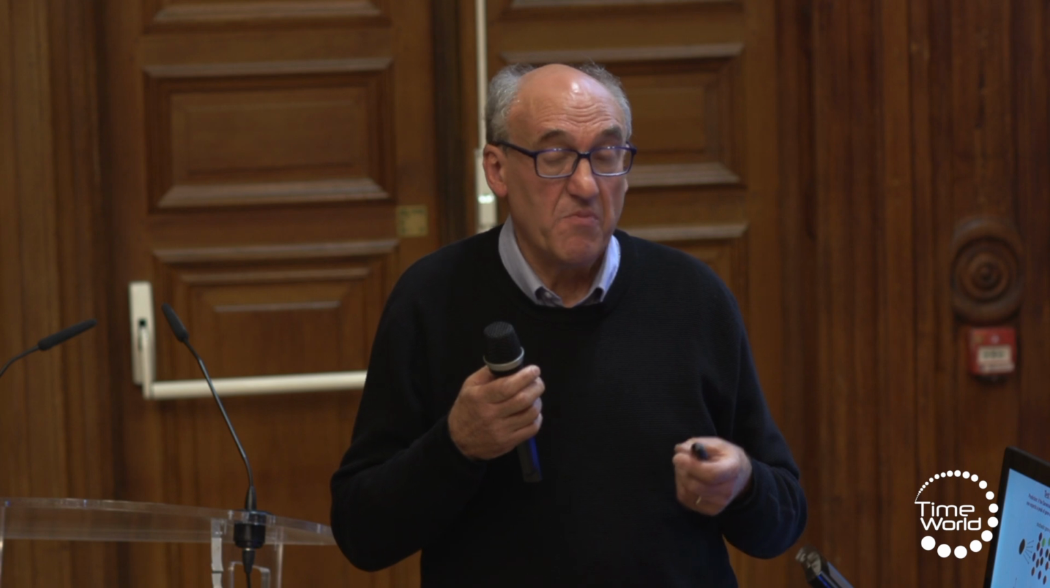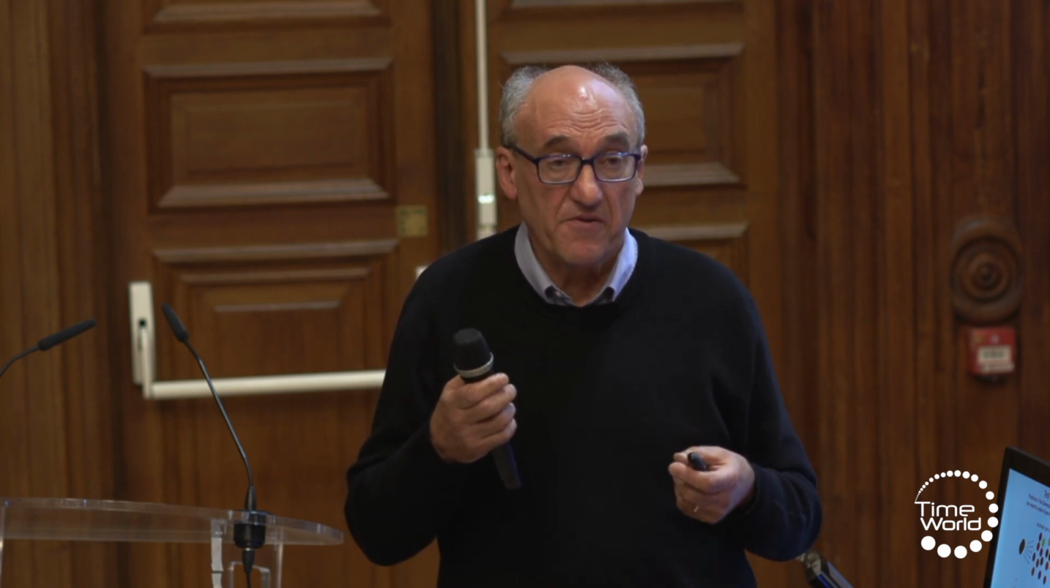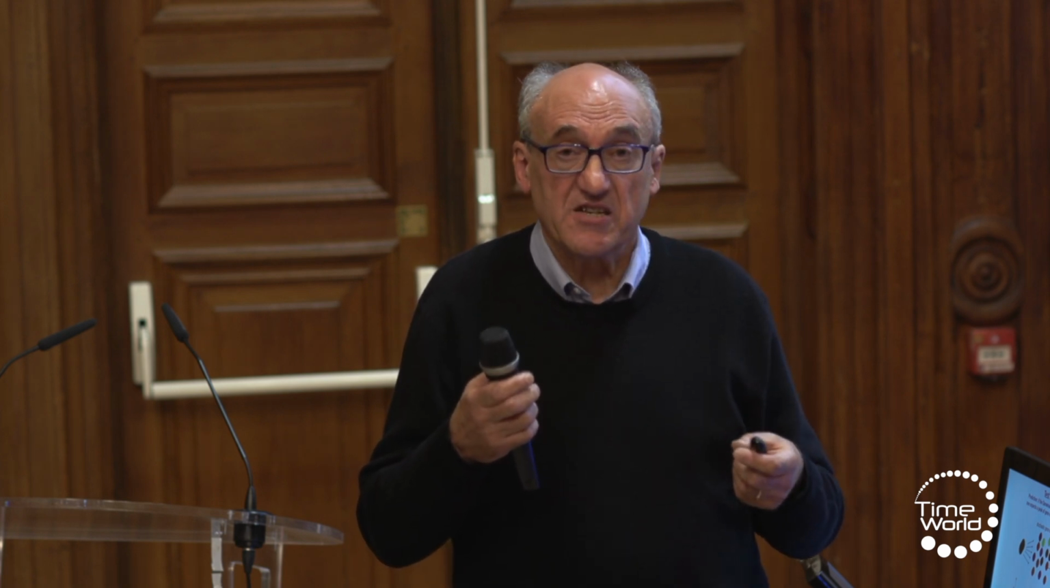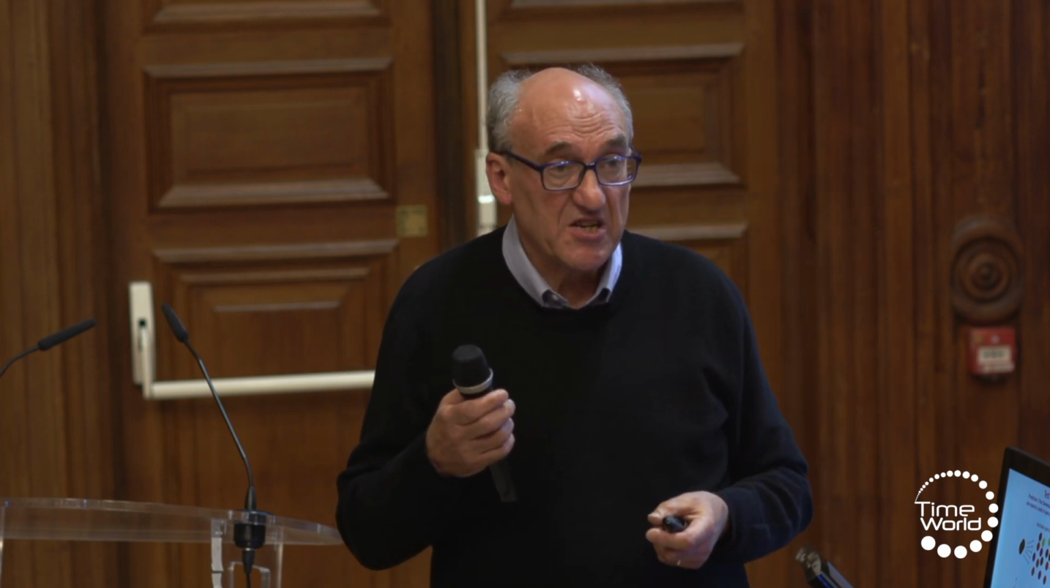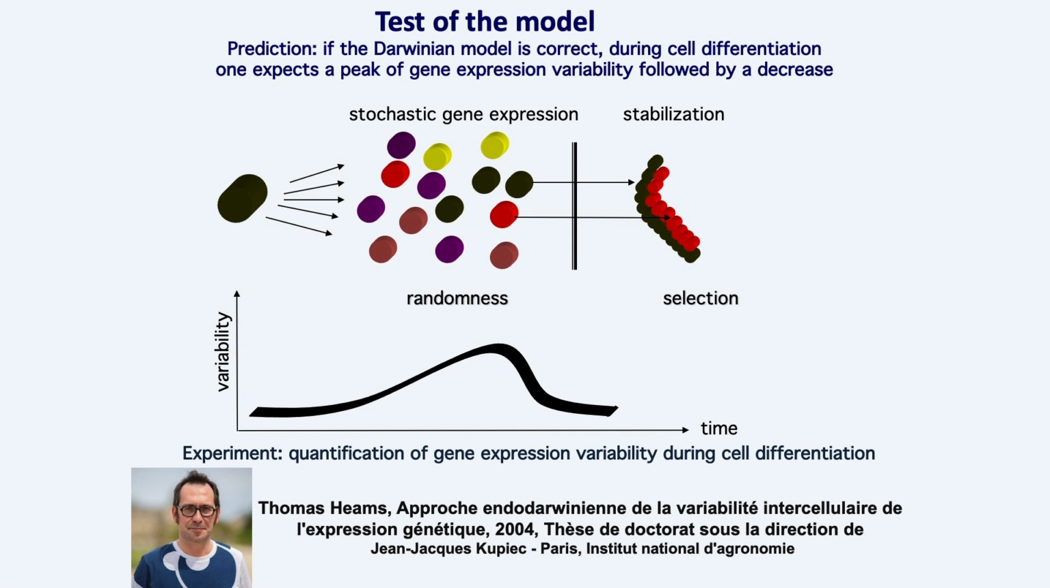Indeed, if the model is correct, one expects to observe a peak in the variability of gene expression, a surge in the variability of gene expression preceding cell differentiation and followed by a decay. This is illustrated in this picture that is extracted from the thesis of a student who did his PhD with me 20 years ago. The colored discs at the top of the slide symbolize cells expressing genes stochastically, thus producing variable and unstable gene expression patterns and unstable potential phenotypes. And among these cells, only the black and red one can stabilize through their selective interaction.